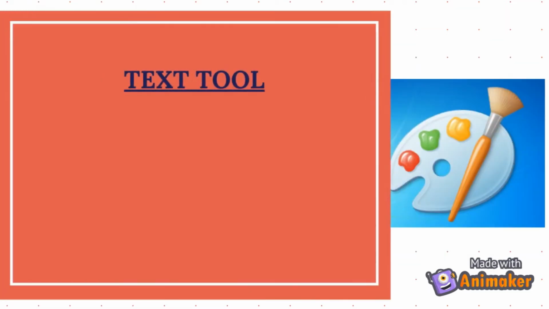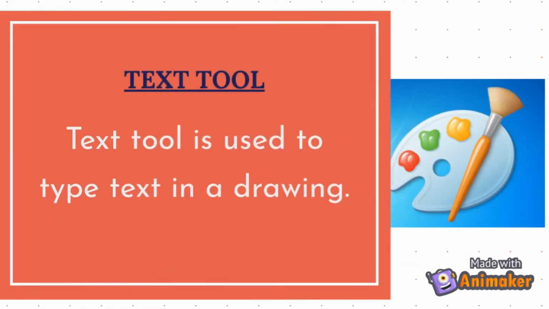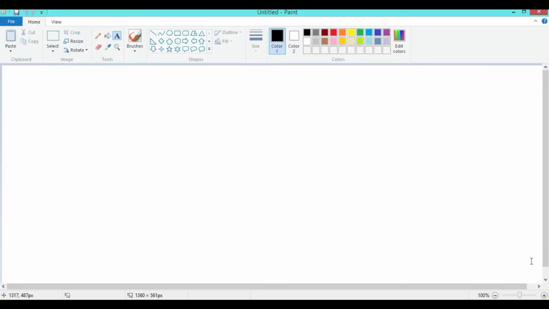Let's begin with the text tool. The text tool is used to type text in a drawing. Now let's see how we can use the text tool in the Paint program.